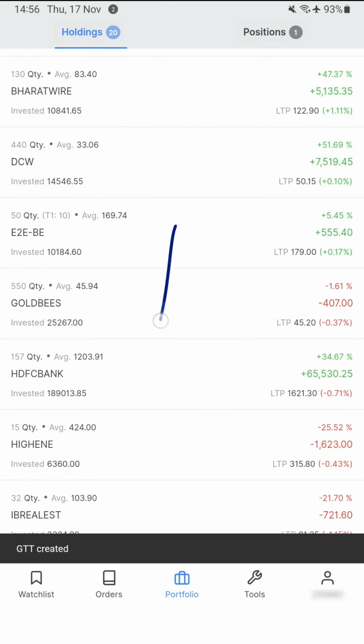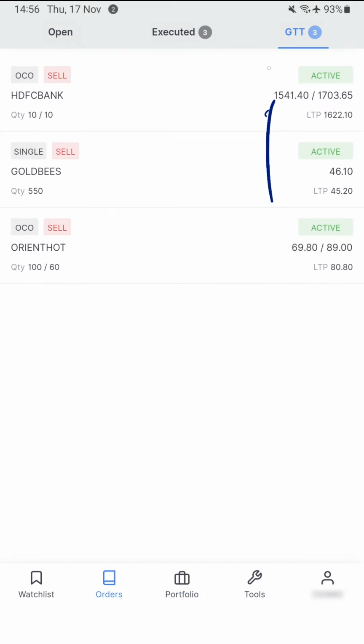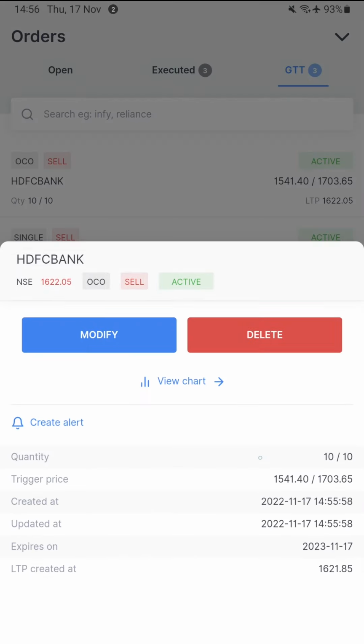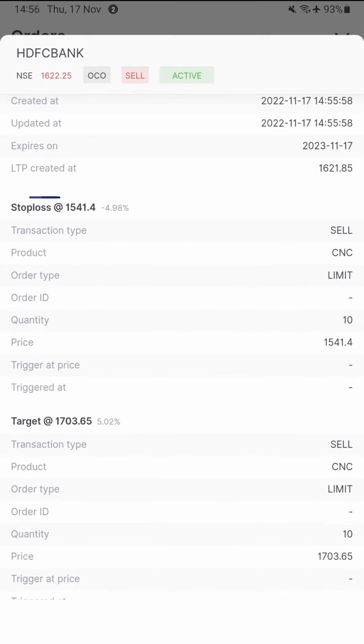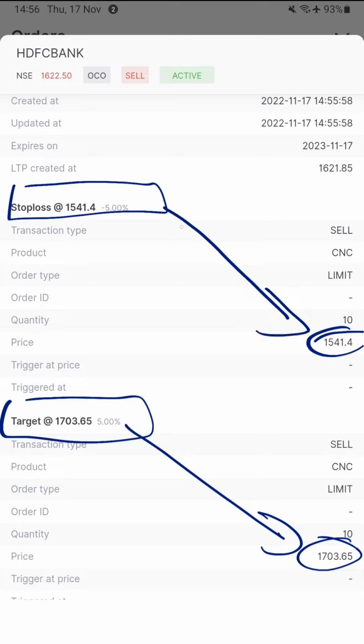Now to see this order, I need to go into orders, click GTT above over here, right here, and you will see my GTT over here. I'm going to click it to see the details, and you will see my stop loss is at this price, my target is at this price. All the details are right here. This is very clear. My defined price can also be seen over here. So trigger and price can be seen. In this case, both are same, but I always recommend that you should keep it a little below your trigger price.